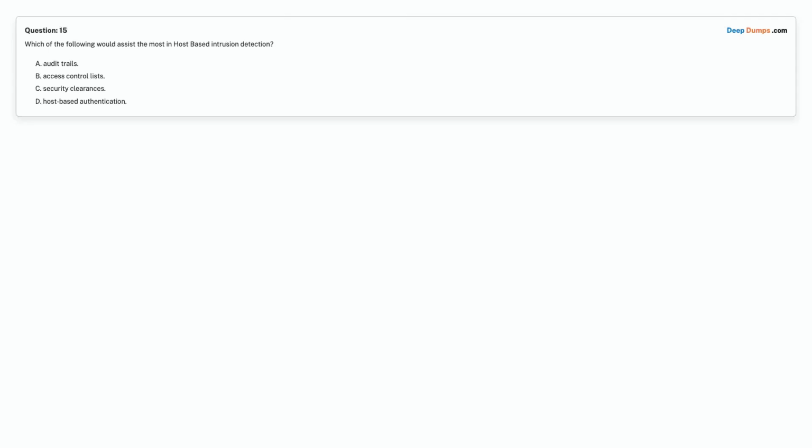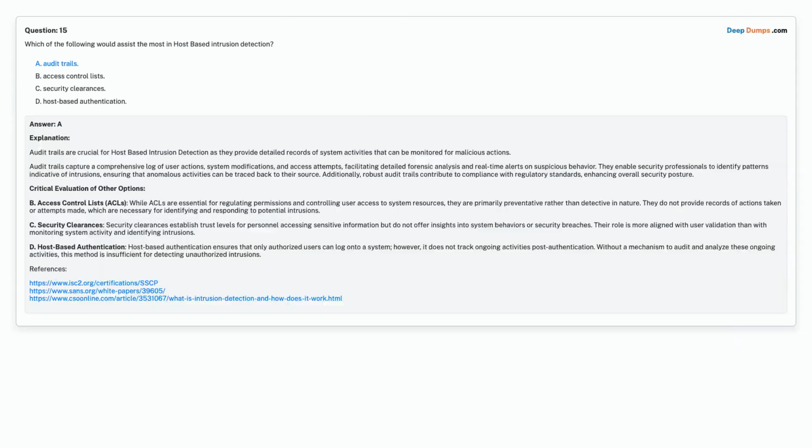Question 15. Which of the following would assist the most in host-based intrusion detection? Option A. Audit trails. Option B. Access control lists. Option C. Security clearances. Option D. Host-based authentication. Choose the correct answer. Correct answer is Option A. Audit trails.